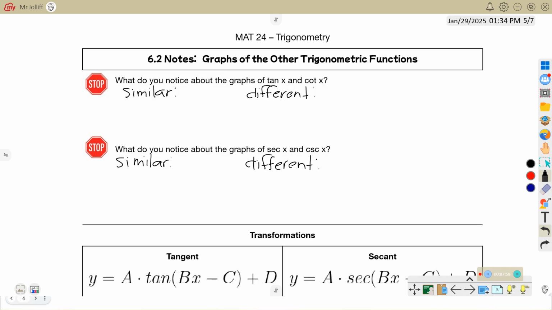Yeah, very good. They have that same basic S shape. We know tangent is the increasing S. We know cotangent is the decreasing S, but it's that same basic drawn out shape. Yeah, very good. What else?